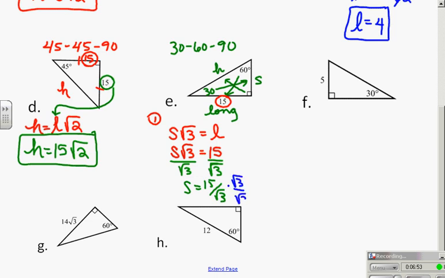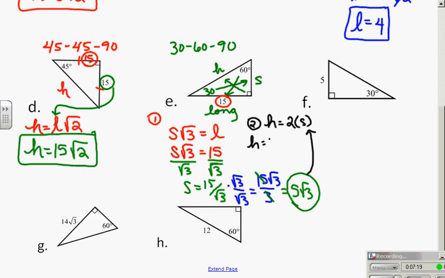So I have s is equal to 15 over the square root of 3, but we know we have to rationalize our denominator. That's why we practiced that skill. So we have 15 radical 3 over 3, which simplifies to 5 radical 3 for our short leg. Once we have that, then we know that our hypotenuse is equal to 2 times our short leg. We know our short leg now, and so our hypotenuse is 2 times 5 square roots of 3, 10 square roots of 3.